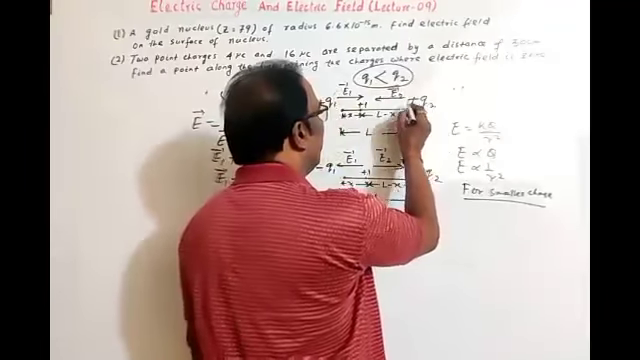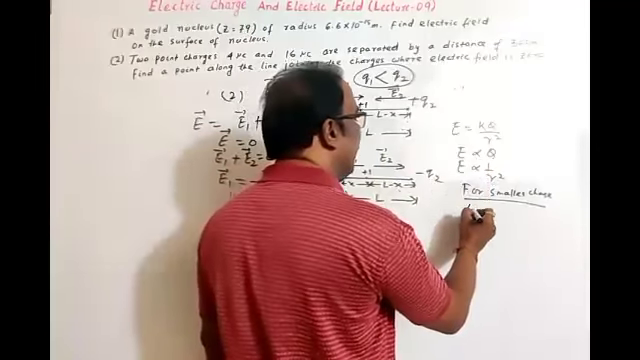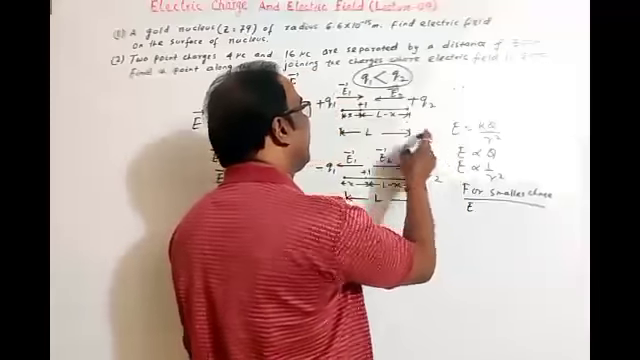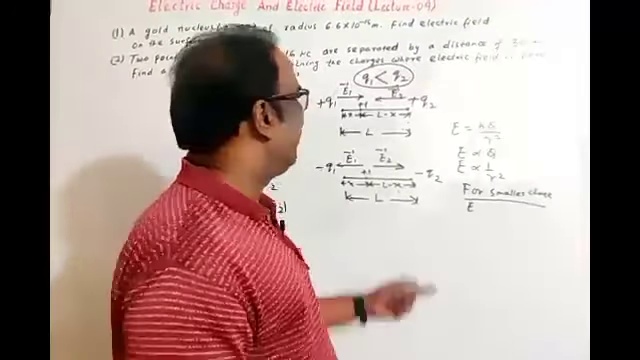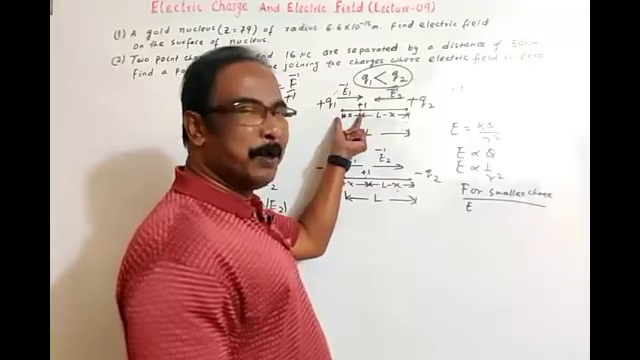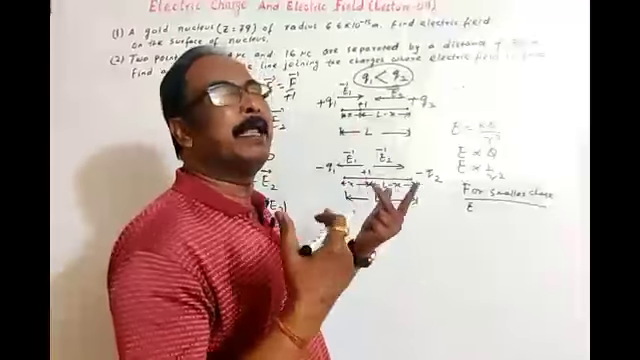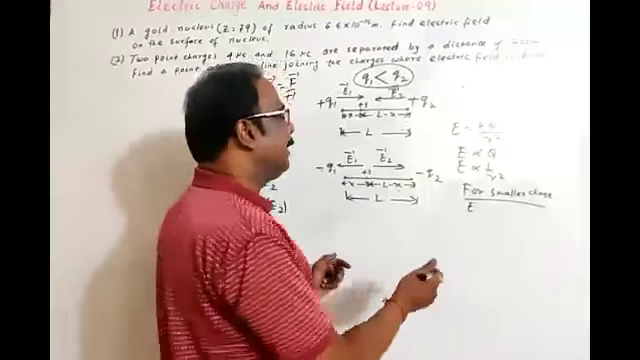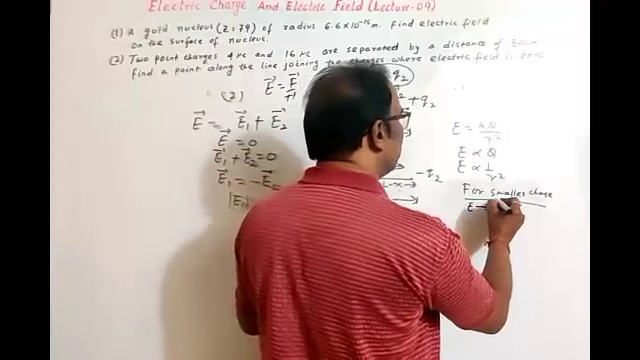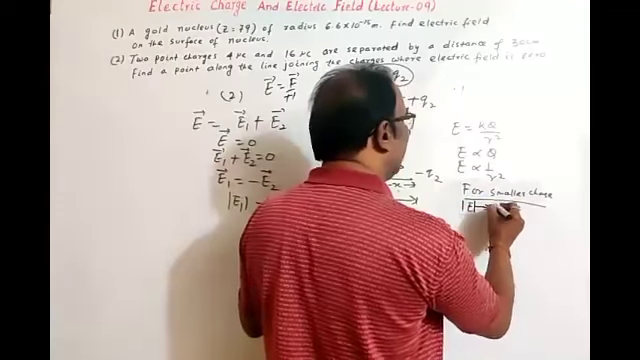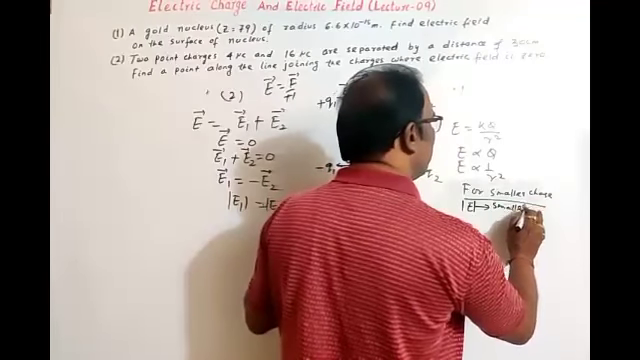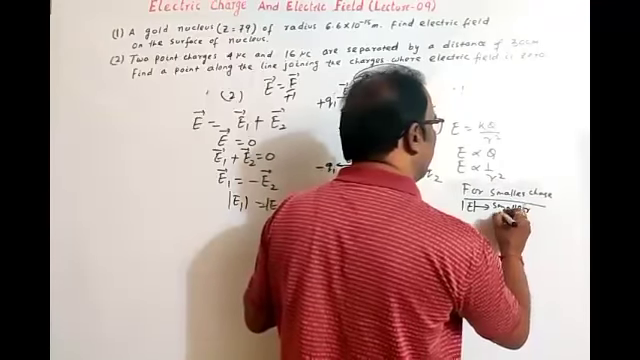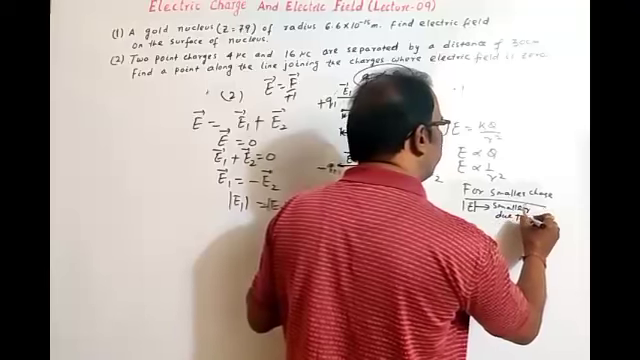Thus, the magnitude of electric field for the smaller charge is smaller. But the distance from the smaller charge is less, meaning the magnitude of field will be more. So for the smaller charge, the magnitude of electric field is smaller due to the magnitude of charge.